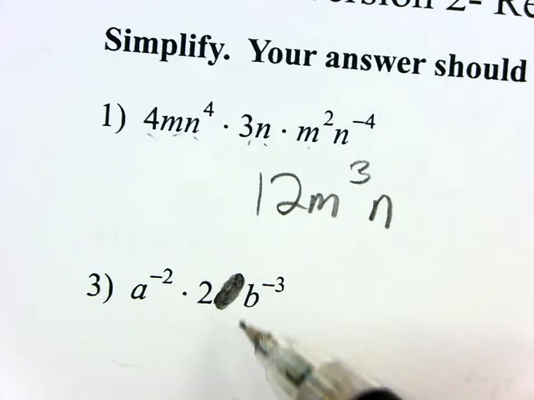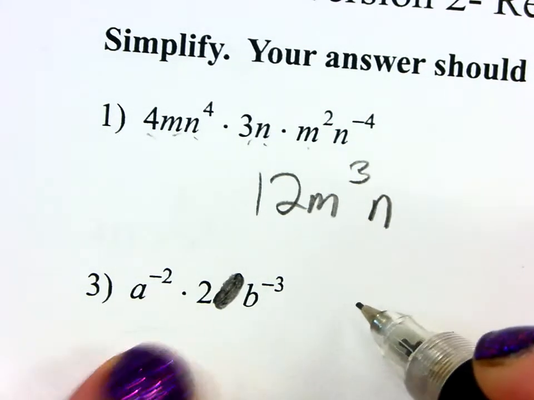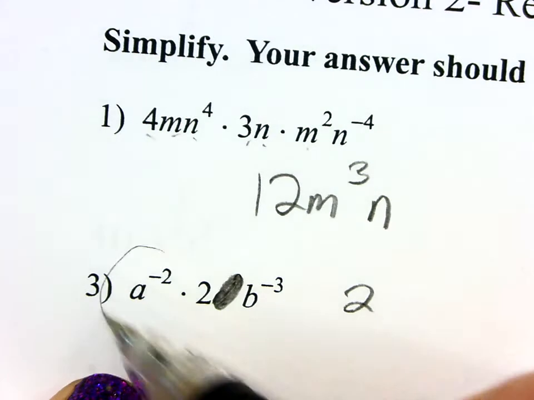All right, so now that's taken care of. Now, there's no other things for me to combine, so I would get 2. Now, you'll notice in the directions it says your answers should only contain positive exponents. So what do I do with a to the negative 2?